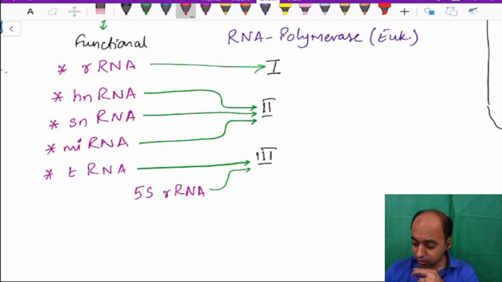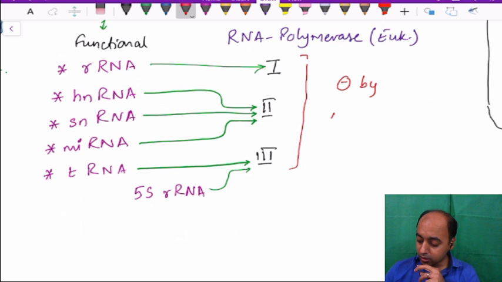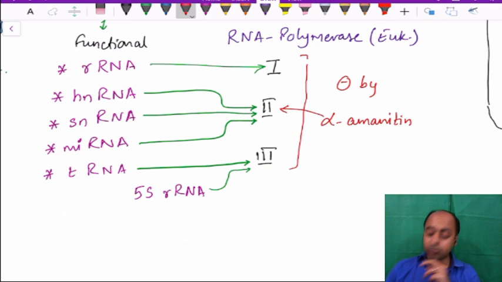In addition, you have to remember that the eukaryotic RNA polymerases are inhibited by alpha amanitin. The strongest inhibition is for RNA polymerase 2. RNA polymerases 1 and 3 are also inhibited, but to a varying degree, and the intensity is lesser than what is seen for RNA polymerase 2. As you can see, RNA polymerase 2 is the primary polymerase. It is making most of the important RNA.